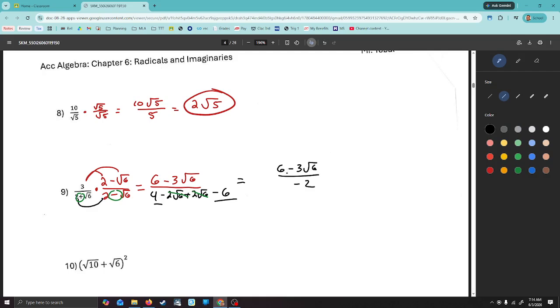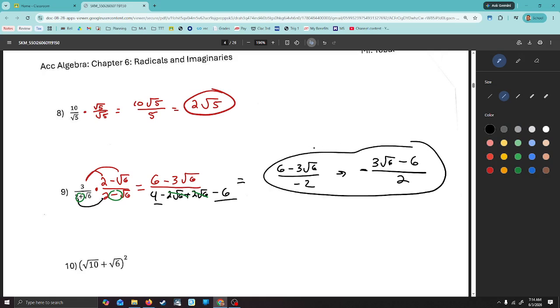If you use AI for this, it might give you the answer negative 3 root 6 plus or minus 6 over 2. They just put the negative in front and affect the top. These are both the same thing. If it was a multiple choice, I actually might have to do it this way, because for a multiple choice, this will be more proper.